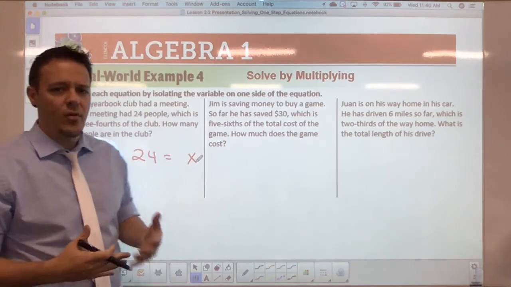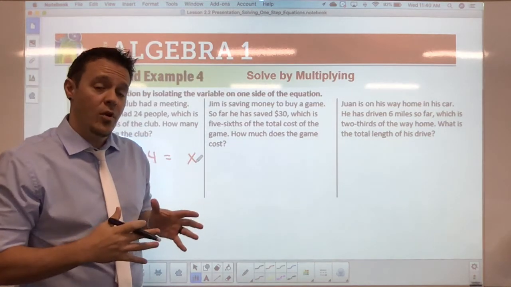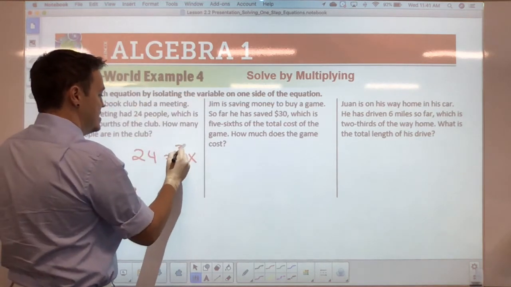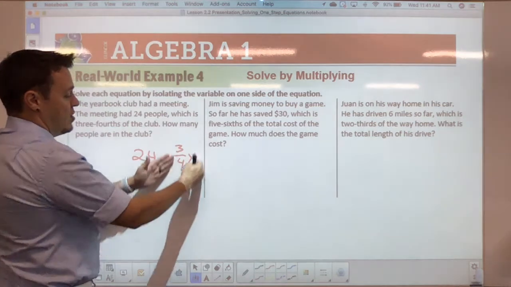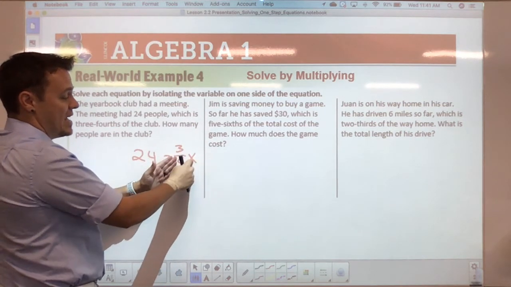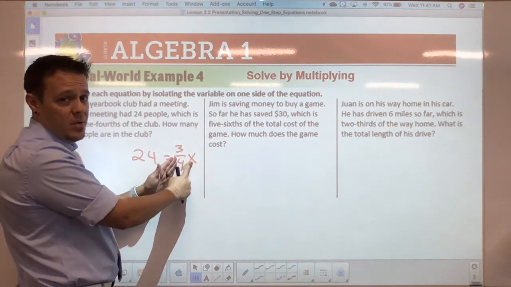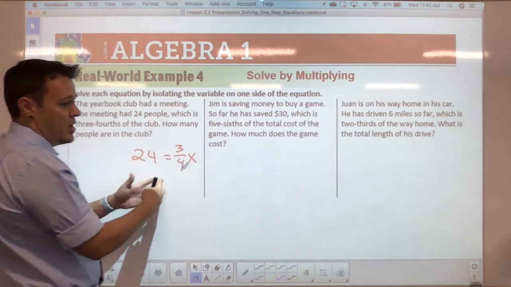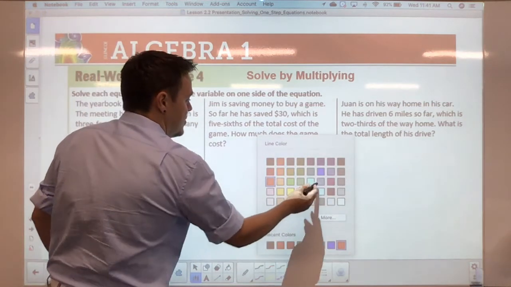Well, where would the 3/4 go? The 3/4 would go on the other side of the equal sign, right? Because it said that 3/4 of the total club was there. So this represents the total club. X would be the total amount of people, and then it equals 24. That's how you set these things up, okay? And so then you would simply solve this one accordingly.